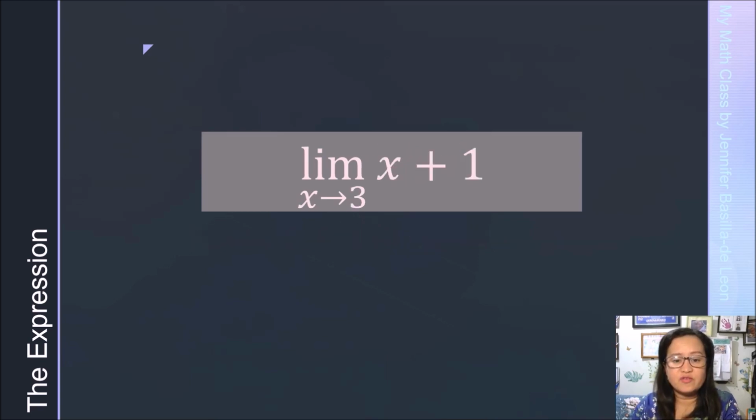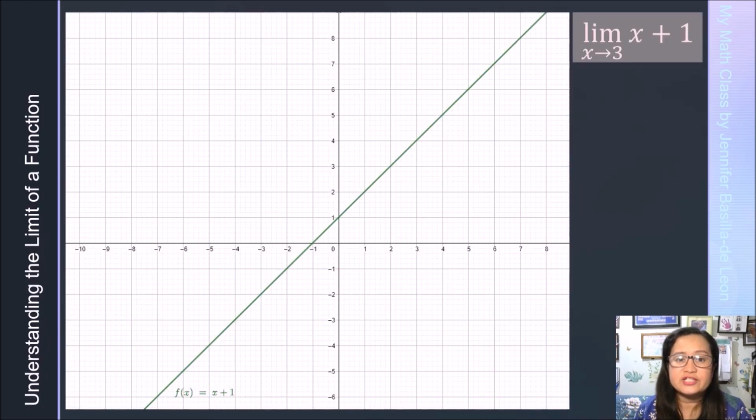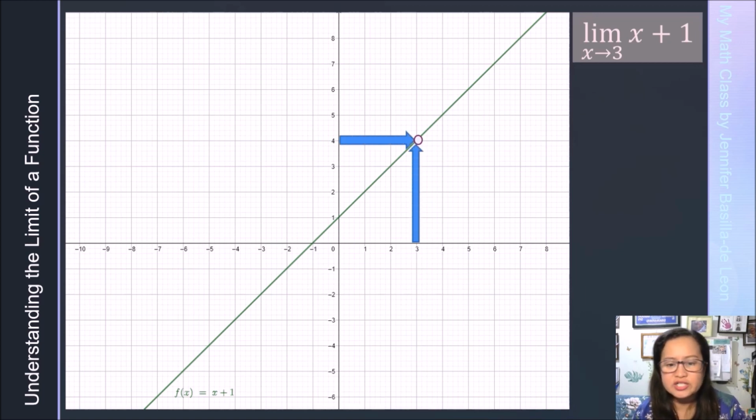Let's say f of x is equal to x plus 1 and x approaches 3. It can be written as the limit of x plus 1 as x approaches 3. We can understand this clearly by using the graph of the given function. We put an unshaded dot on the graph of x plus 1 at a point on the graph having an abscissa of 3. Notice that this point will have coordinates of (3, 4).